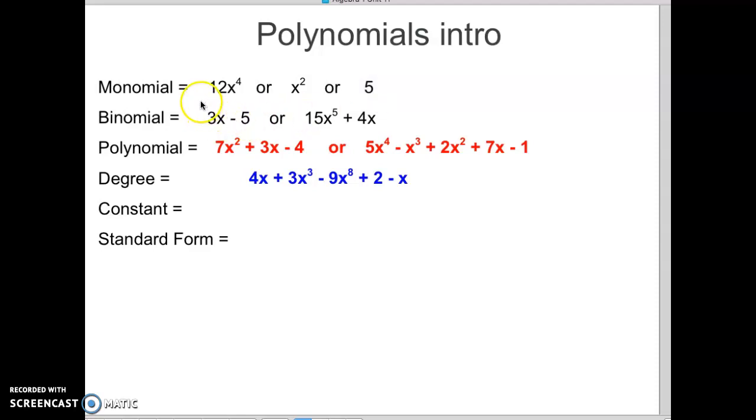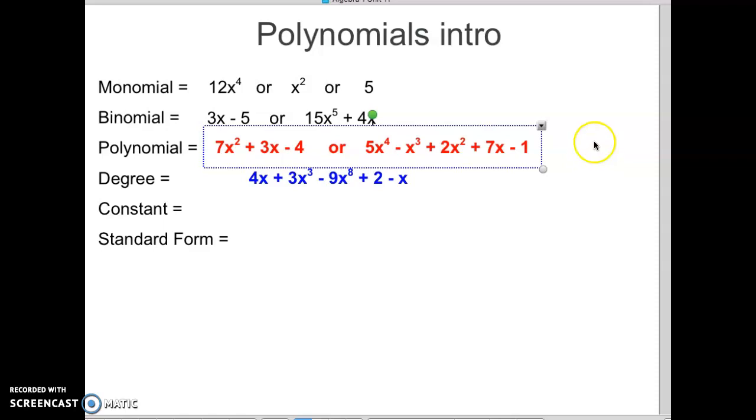A binomial term would be something like this, 3x minus 5. Remember, terms are separated by plus or minus signs. So this is a binomial with two terms in it. Polynomial, these up here are all polynomials. These here are all polynomials, but polynomials can be more than just that. Polynomials can be 3 terms or 4 terms, or in this case 5 terms. It doesn't matter how many terms.